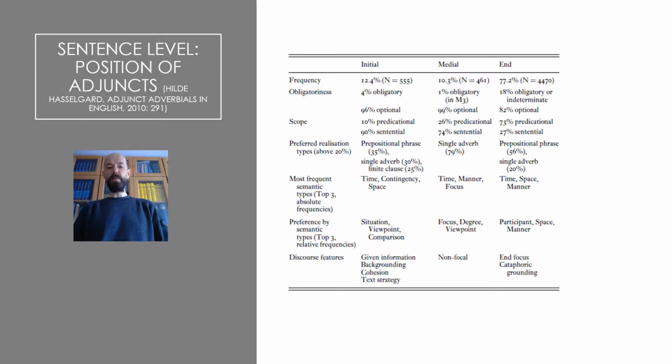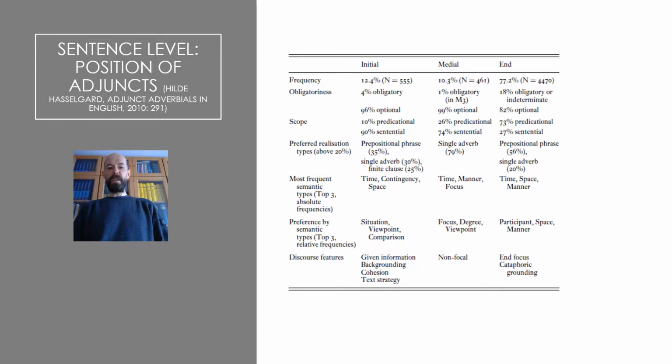Now, obviously, initial position is favored by those adjuncts that consist of anaphora, or adjuncts that are part of a kind of text strategic chain. So given information, in keeping with the theme-rheme principle, is usually placed in front position, clause initial position. Sometimes it's also used for backgrounding or cohesion, and for adjuncts that place a kind of restriction on the interpretation of the clause message.